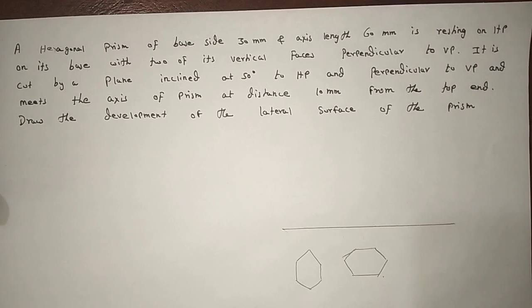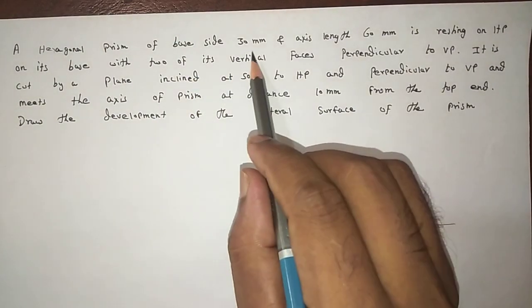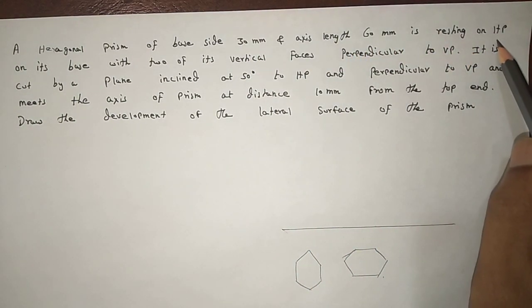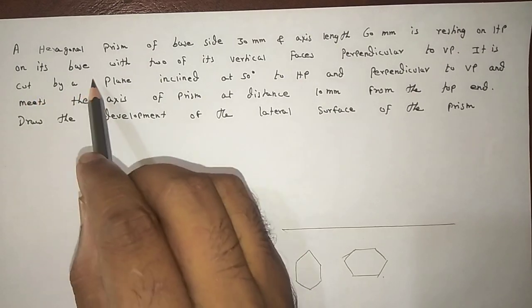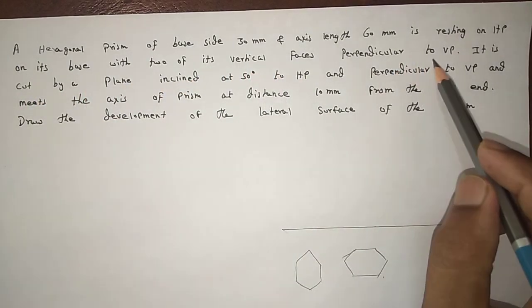In this video, I am going to explain one problem from development of surfaces. The problem is a hexagonal prism of base side 30 mm and axis length 60 mm is resting on HP on its base, with two of its vertical faces perpendicular to VP.